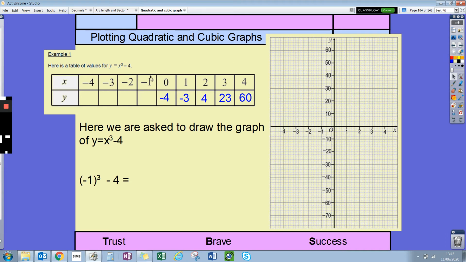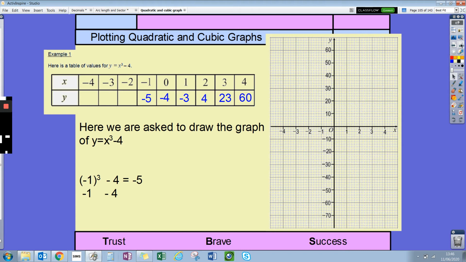So we're going to do negative 1 cubed, and we're going to take away 4. So negative 1 times negative 1 is positive 1, because remember, a negative times a negative is a positive. And then we're timesing that positive 1 by negative 1, which will leave us with negative 1, because a positive times a negative is a negative. So we're going to have negative 1 take away 4. So we're getting more negative, which is negative 5.